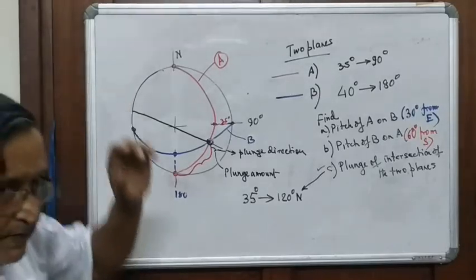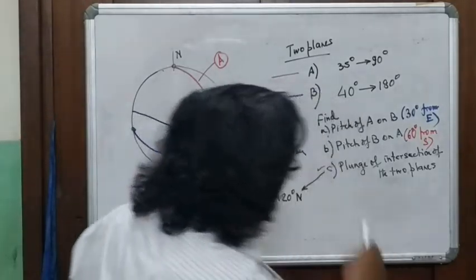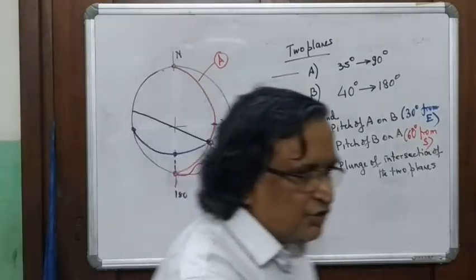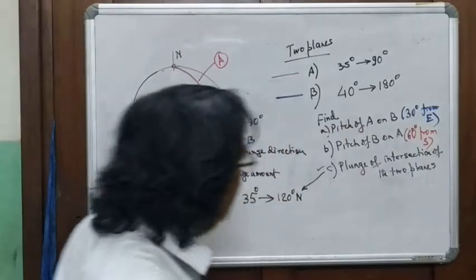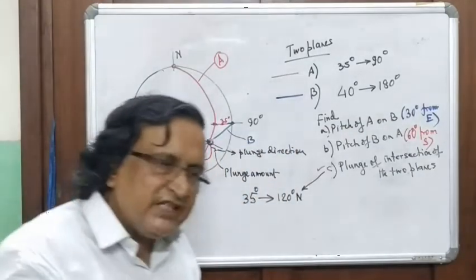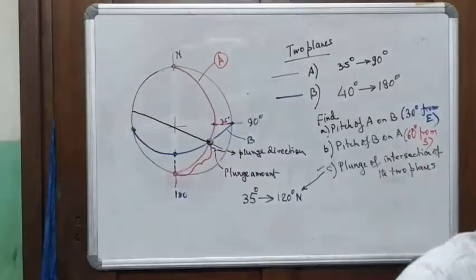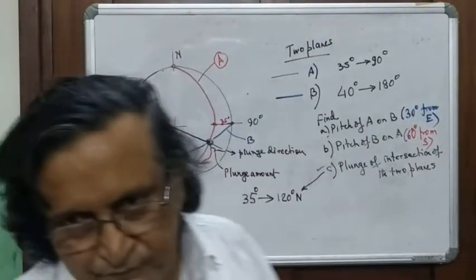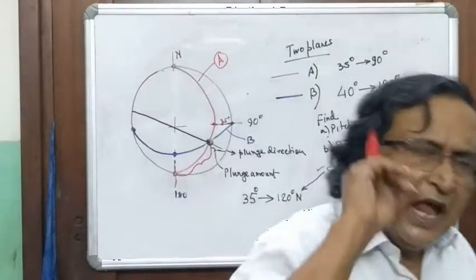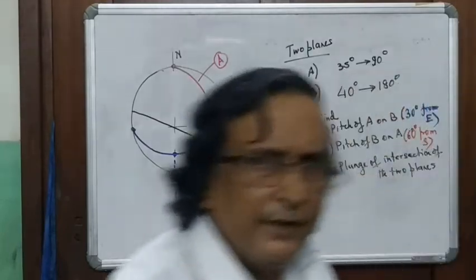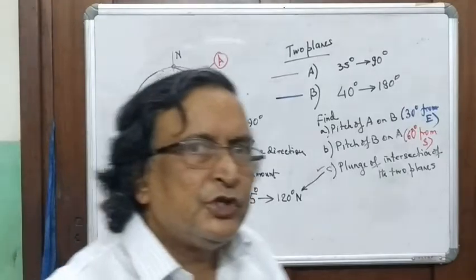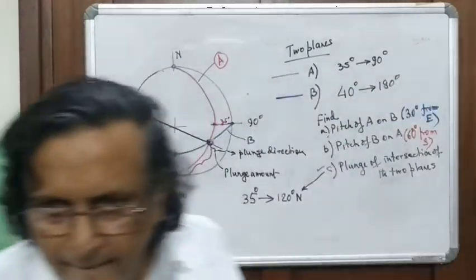So you must be very clear here. What is the plunge of intersection? You see the problem is this point lies on both A and B, because it is the intersection of A and B. Have you understood? This intersection line, whatever that line is, lies on both A and B. So if there is a line on a plane, you can find a pitch on both the planes.